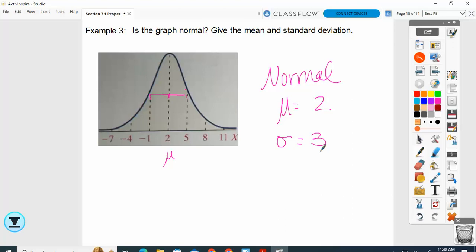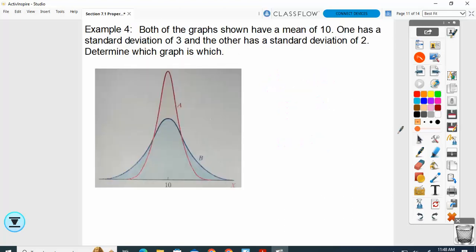Any questions on how we got that? Take a second and read this question and see if you can figure out which is which. They both have a mean of 10, which makes sense. They kind of peak at the same. One of them has a standard deviation of 3, and one has a standard deviation of 2. We're trying to figure out which is which.